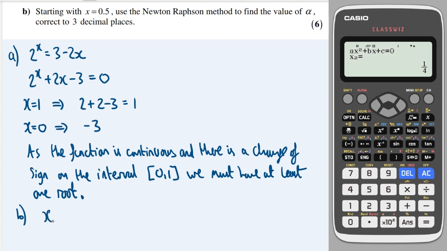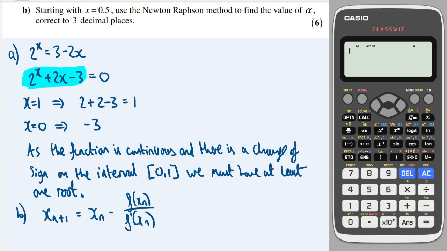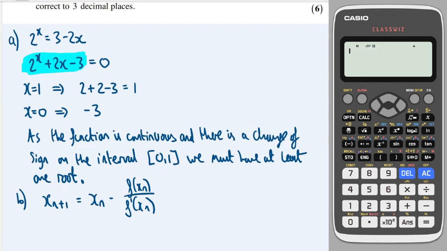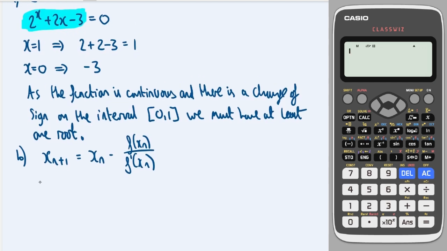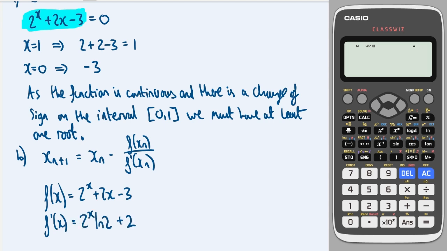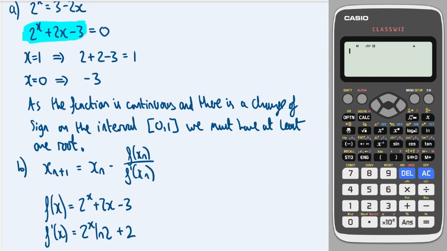So the Newton-Raphson method is that xn plus 1 is equal to xn minus subbing the x value into the function and then subbing the x value into the derivative. And the function that we're going to use, of course, is this light blue one up here, and that is 2 to the x plus 2x minus 3. So the derivative of that, which we're going to need, is 2 to the x ln 2 plus 2. Okay, so I'll need to sub in 0.5.